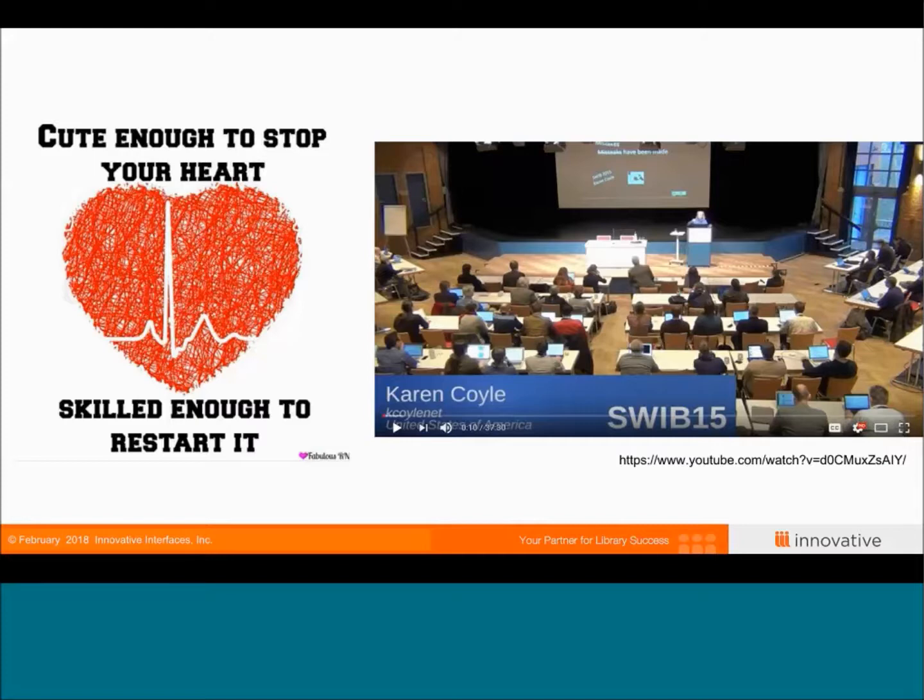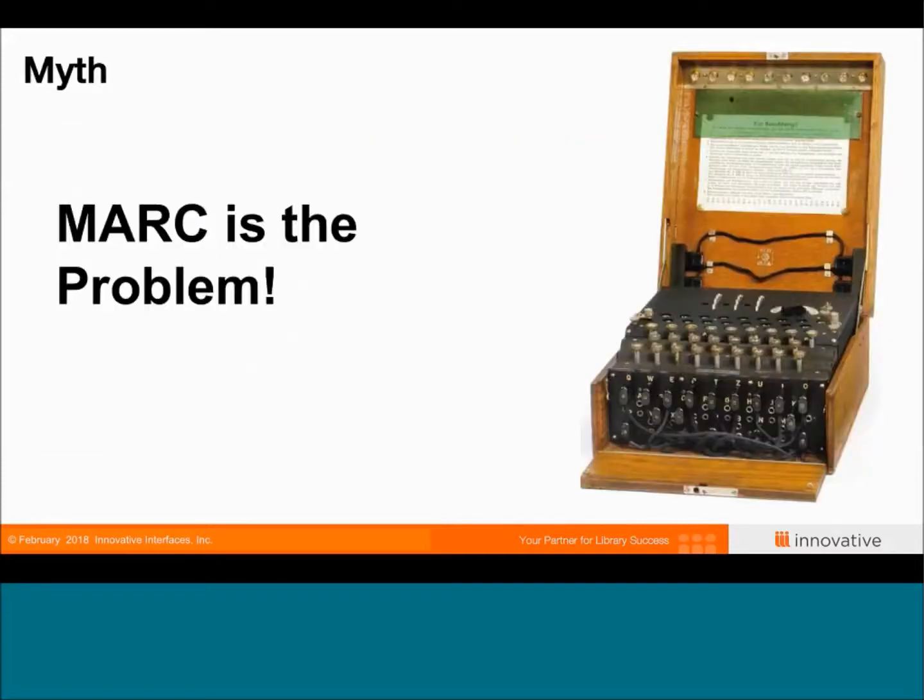I'll note there's also some writings on our blog that link you to the purpose of metadata and the purpose of those love notes to the future, as she's talked about them, and metadata for human use. But I'll pause here and just explicitly bust the myth that MARC is the problem because it's not fit for purpose.